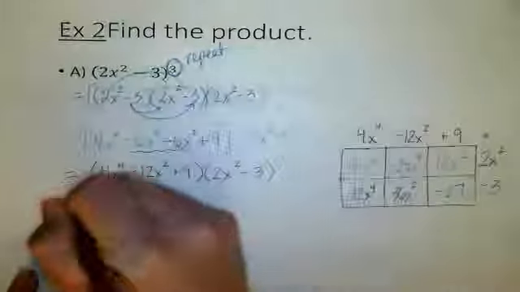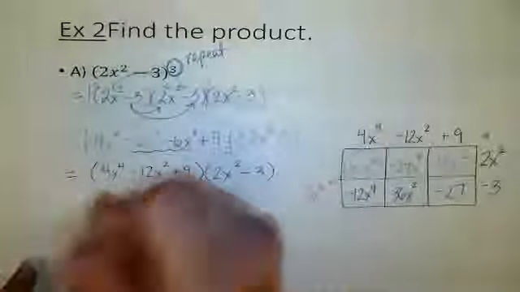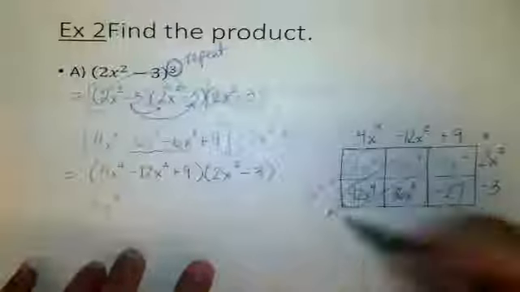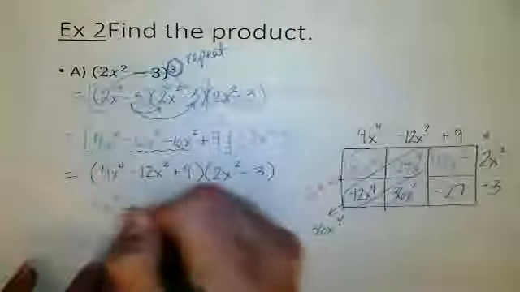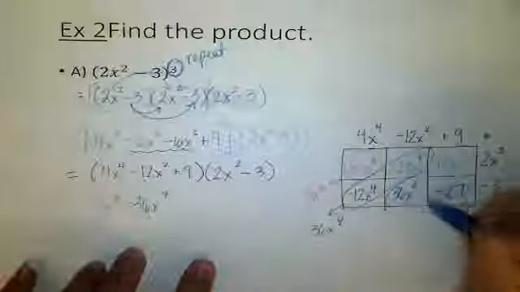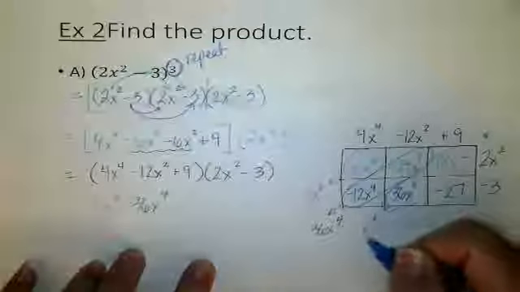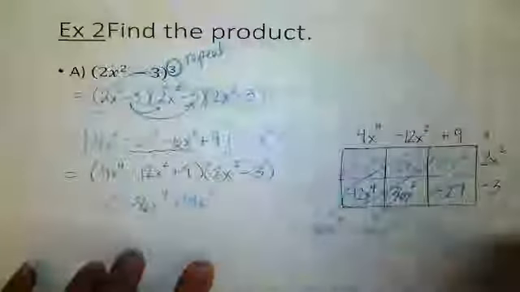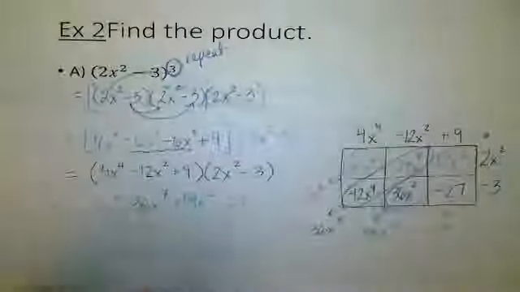All right. So now we can combine like terms here. We have 8x to the 6th. It didn't have any like terms, so 8x to the 6th. We got negative 12x to the 4th and negative 24x to the 4th, which is a whole lot of negatives. Negative 36x to the 4th. Very good. We have positive 36 and positive 18 x squared. Positive 54x squared. Very good. And then our very last, negative 27. Okay. And that's our final answer.